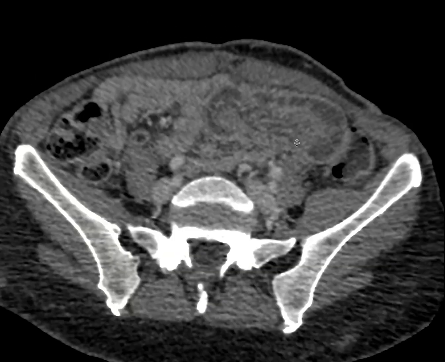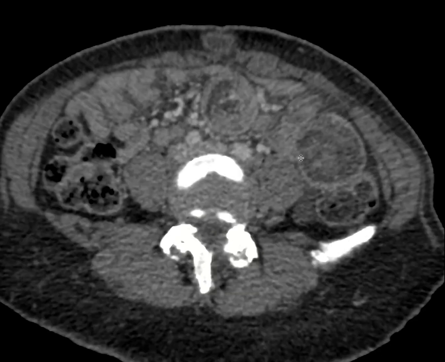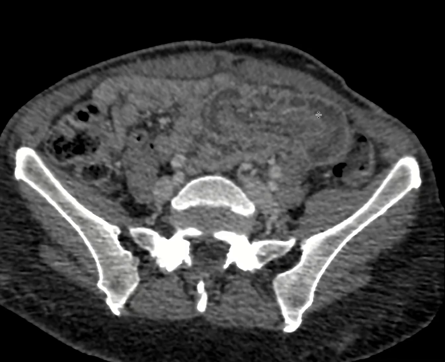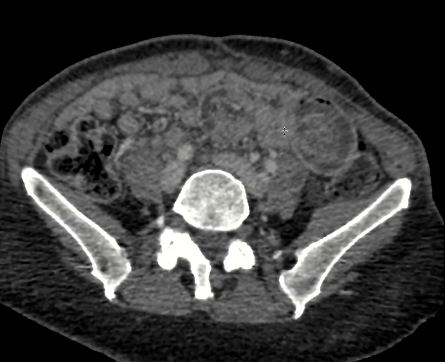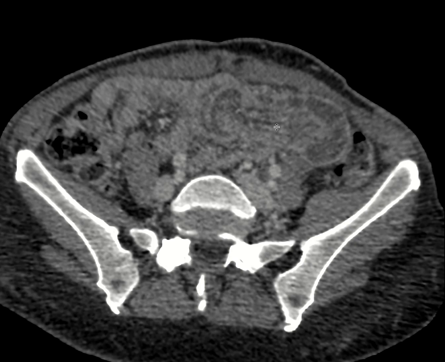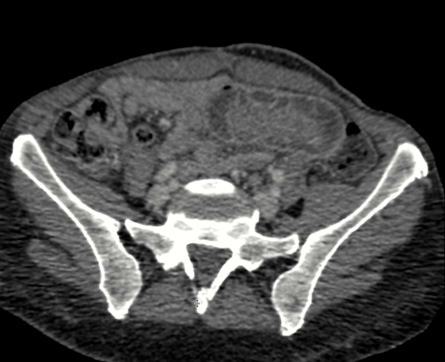These can be seen in the setting of gastric bypass and should raise some concern. These can become ischemic and cause bowel obstruction, and so these oftentimes need to be investigated surgically to decompress them.